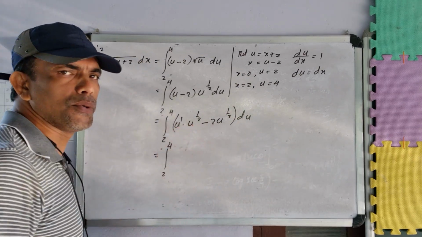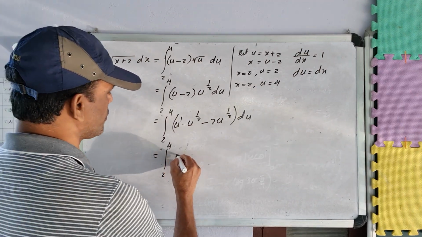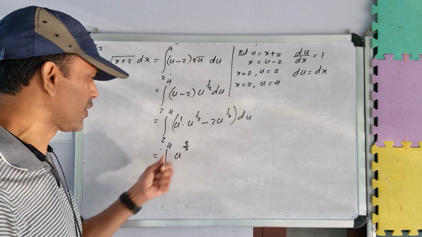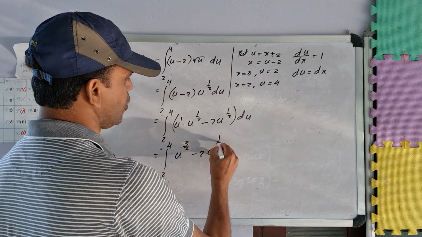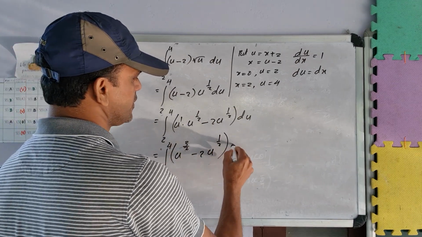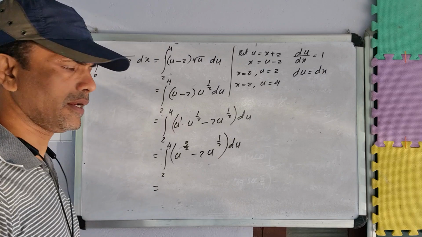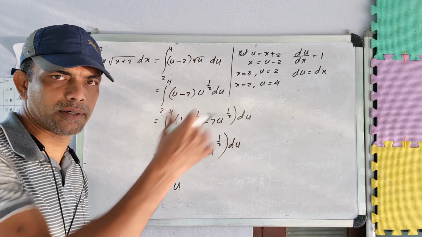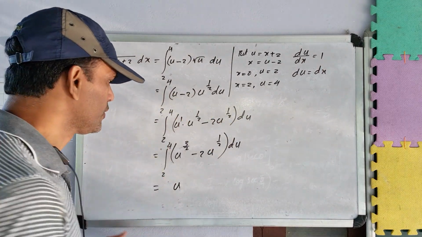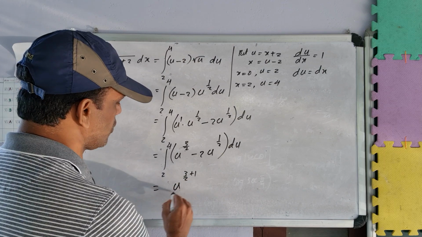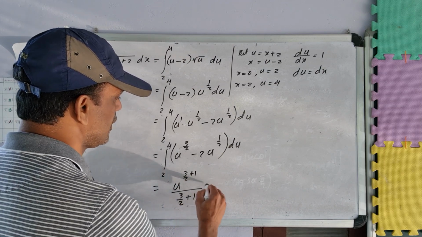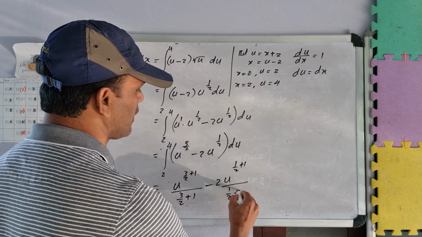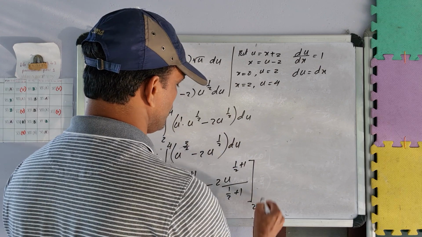How do you multiply u and u raised to half? We add the powers. So u raised to 1 plus half is 3 over 2. 1 plus half is 1 and a half, which is 3 over 2, minus 2 times u raised to 1 over 2, du. Now it's time to integrate. We add 1 to the power and divide by the new power. So u raised to 3 over 2 plus 1, over 3 over 2 plus 1, minus 2 times u raised to 1 over 2 plus 1, over 1 over 2 plus 1, with limits 2 to 4.